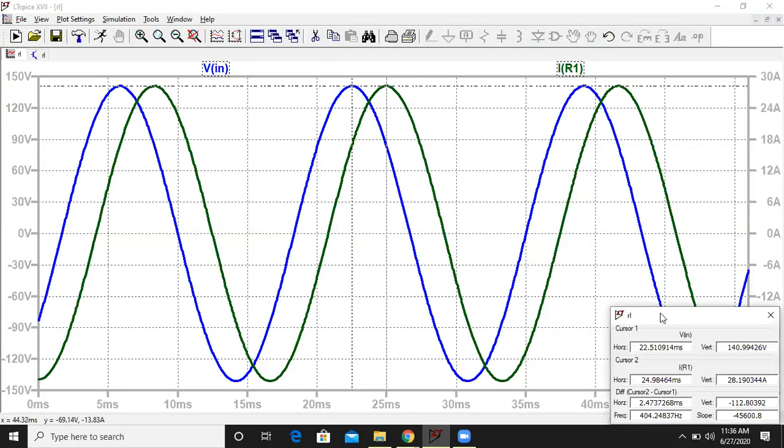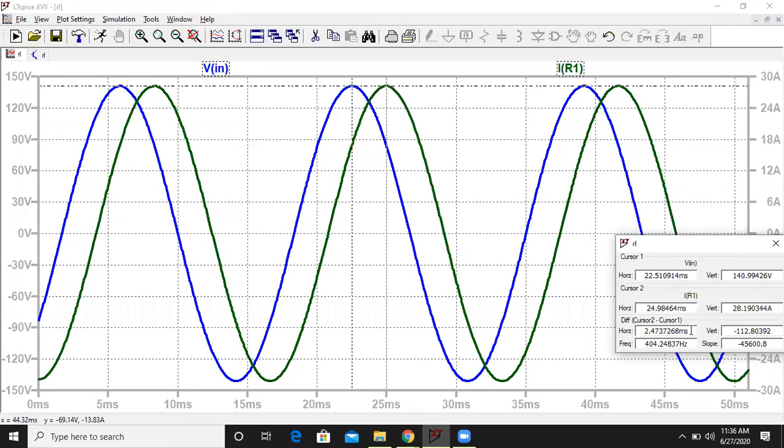In this screen you get a time difference. This time difference comes out to be 2.47 milliseconds. Keep your calculators with you. Again I repeat: right click on this and select the first cursor for V in, then select the second cursor for I of R1, and adjust each to the maximum like this. This is my first and this is my second. Here you will get a time difference. The time for current is 24 and here the time is around 22. So that subtraction will be here.